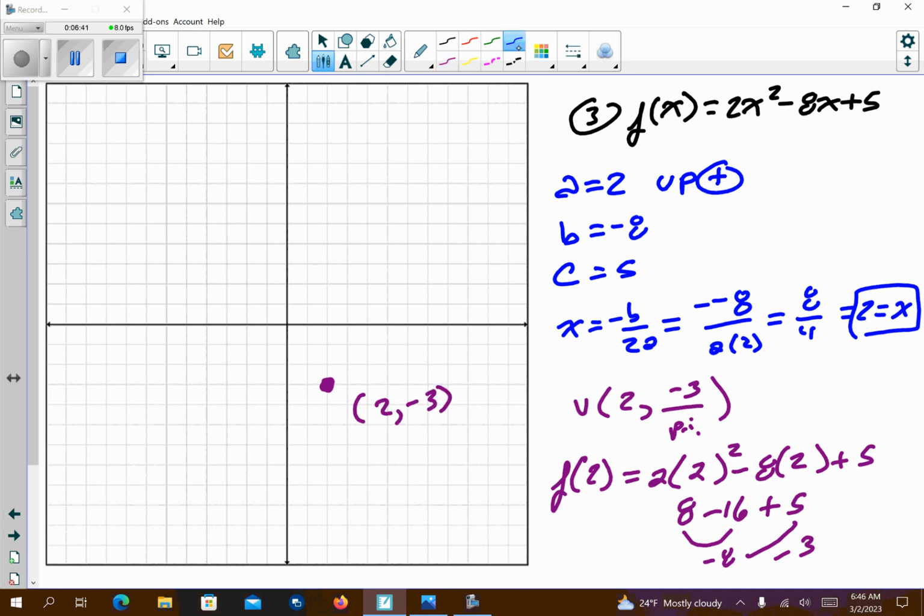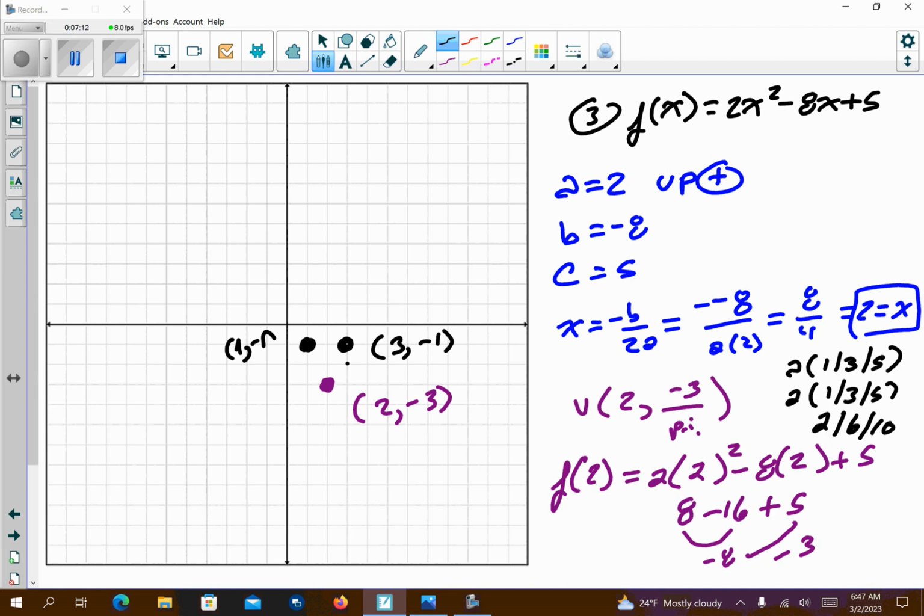And from there, we're going to go ahead and start pattern graphing. So I have A times 135. So I know that my A value is 2. So that's going to give me a 2, 6, 10 pattern graph. So from our purple dot, we're going to go right 1 up 2. So that takes me to 3 comma -1. Left 1 up 2. And that takes me to 1, -1.